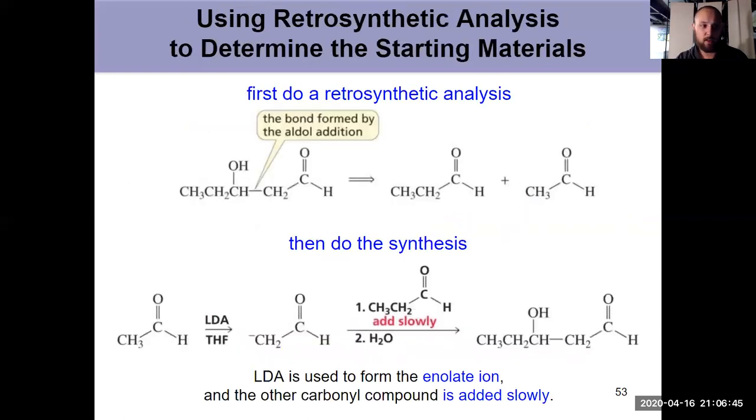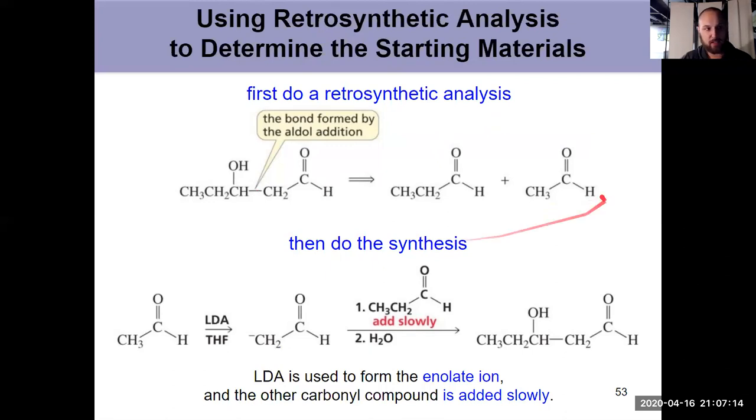So with that in mind, from video 2 and what we just talked about here, we can easily do a retrosynthesis to determine the starting materials. If you see a beta hydroxy ketone or beta hydroxy aldehyde, you just cut this bond here between the alpha and the beta carbon. That's what was formed by your aldol addition, so use that to figure out the materials that you started with. Then do your synthesis.